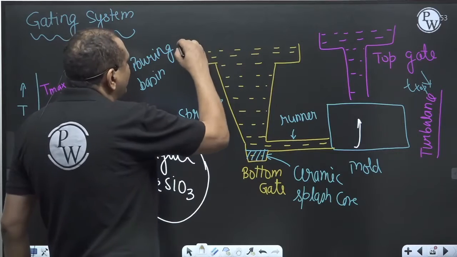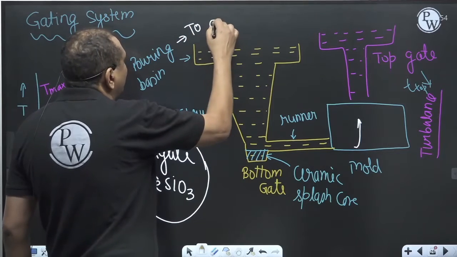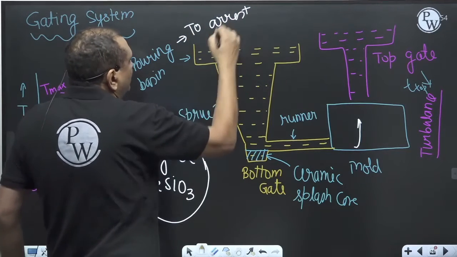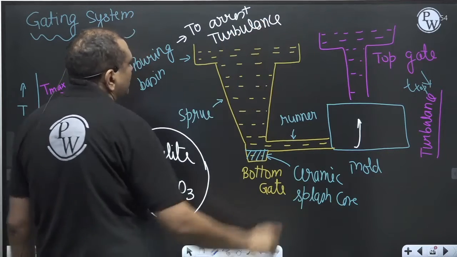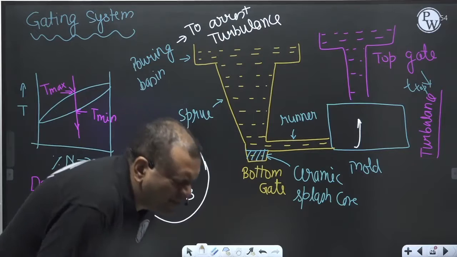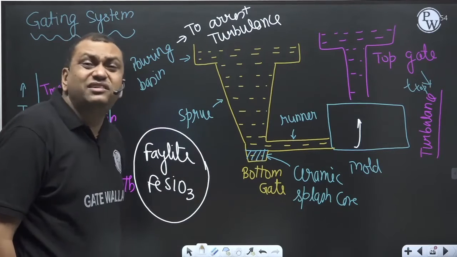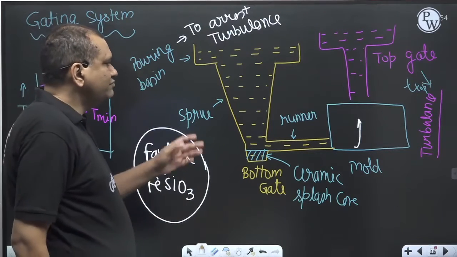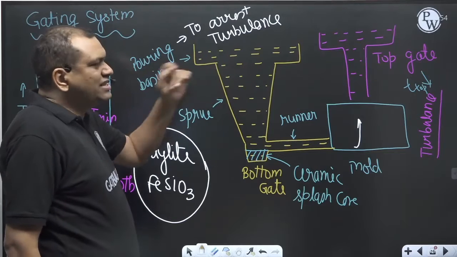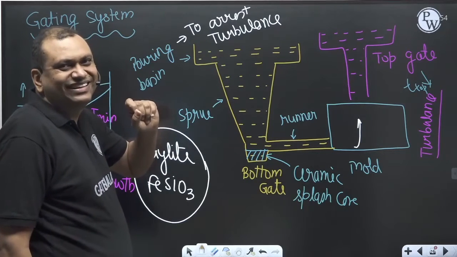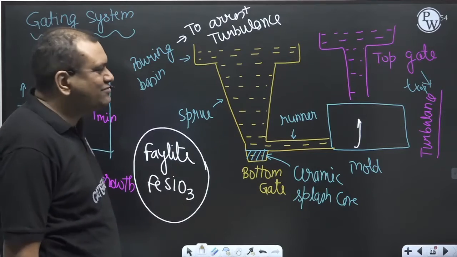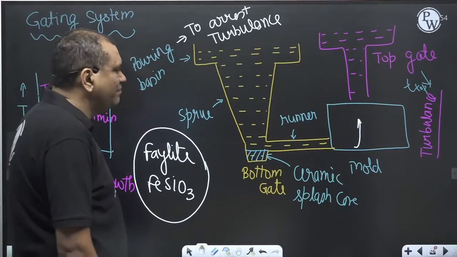Why we use pouring basin? To arrest turbulence. Bottom gating system we use to arrest turbulence. My sprue is tapered. I will tell you why my sprue should be tapered. I will tell you in 2 minutes why my sprue should be tapered.